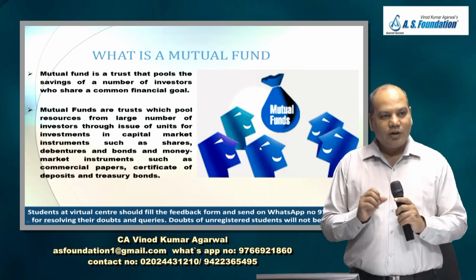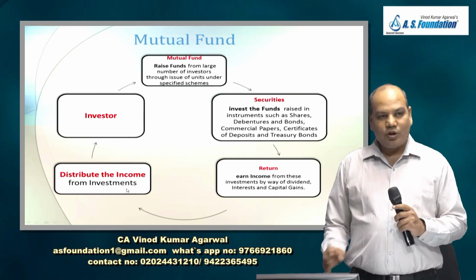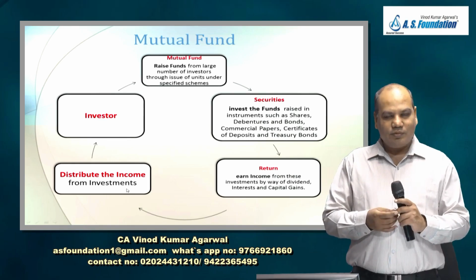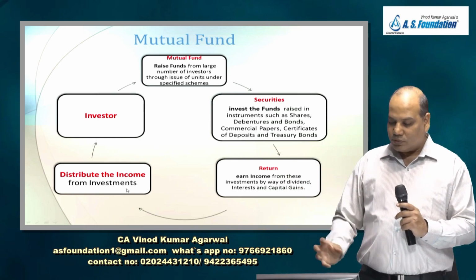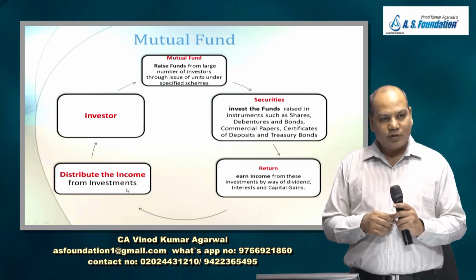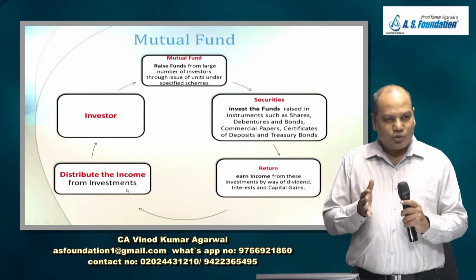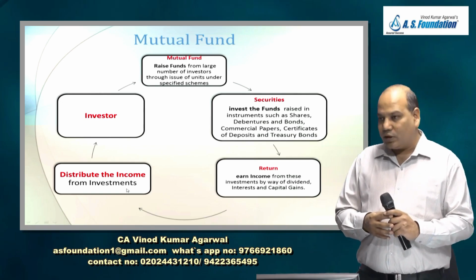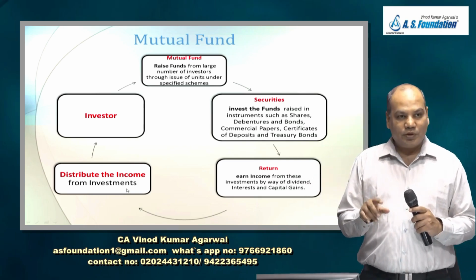This investment will generate return and this return will be distributed to the investors as income. And again the income, if he wants, he can reinvest that amount in the mutual fund again. So this is how a typical mutual fund operates. Mutual fund raises funds from a large number of investors through units. They issue something called units that show your ownership in that scheme, proportional ownership in that scheme. There are specified schemes and that is what is going to be our topic today, different types of schemes.